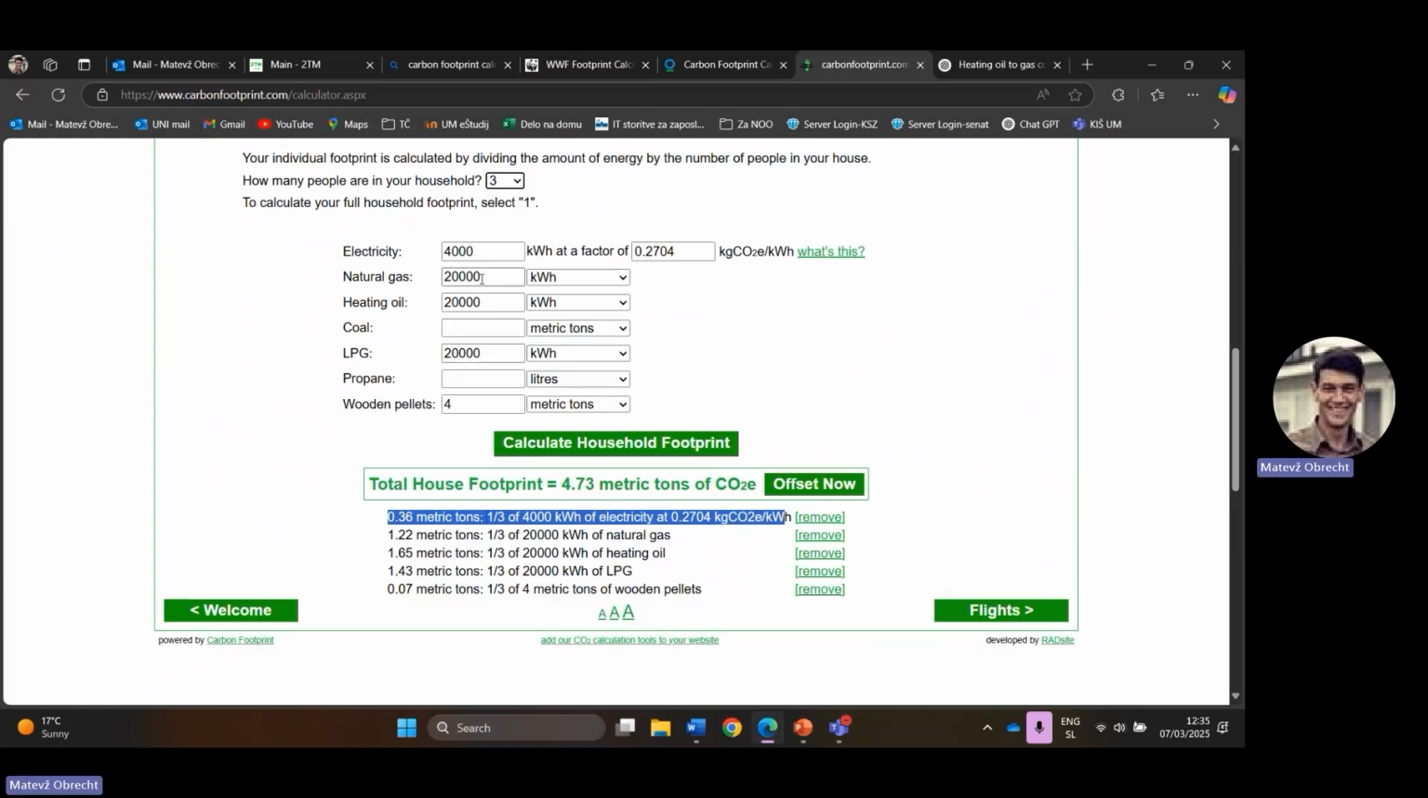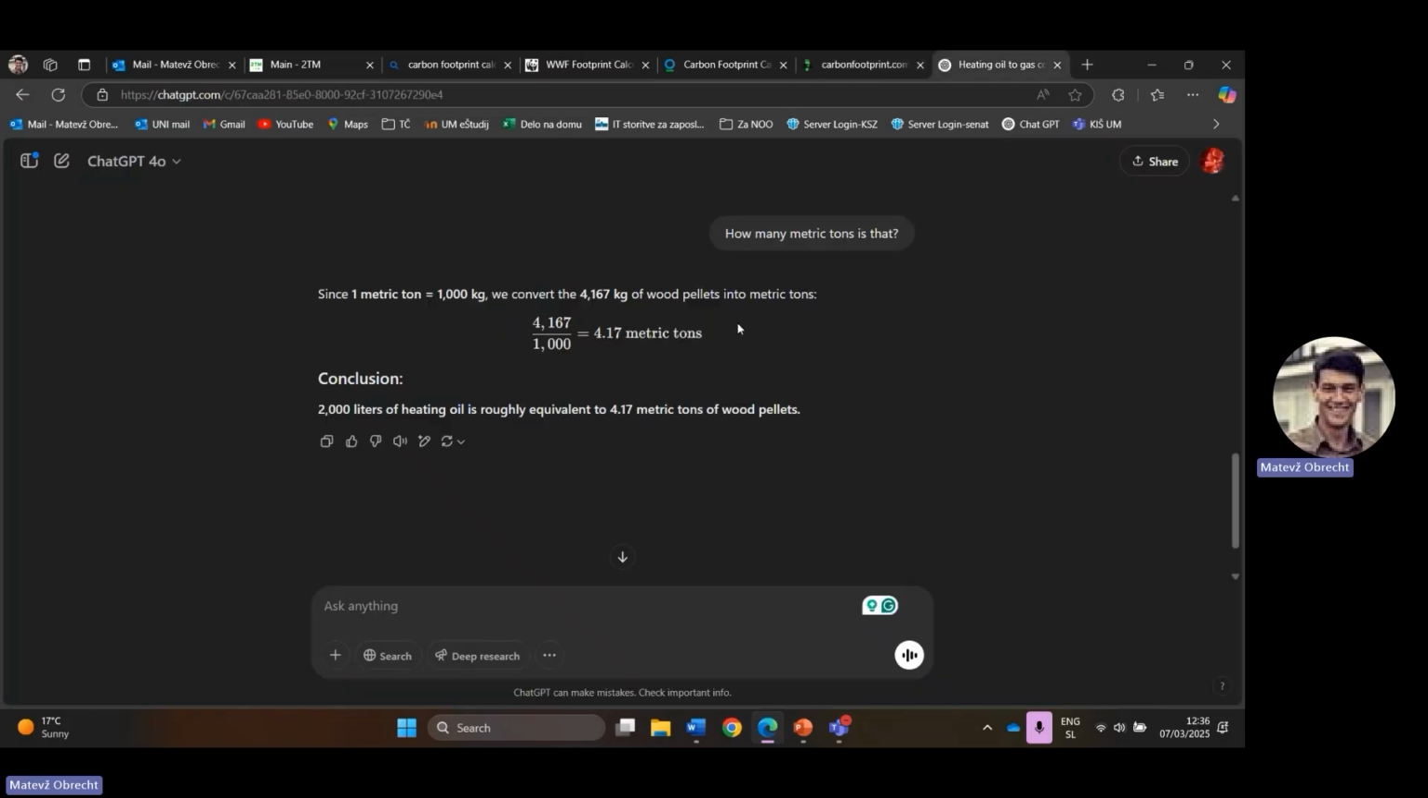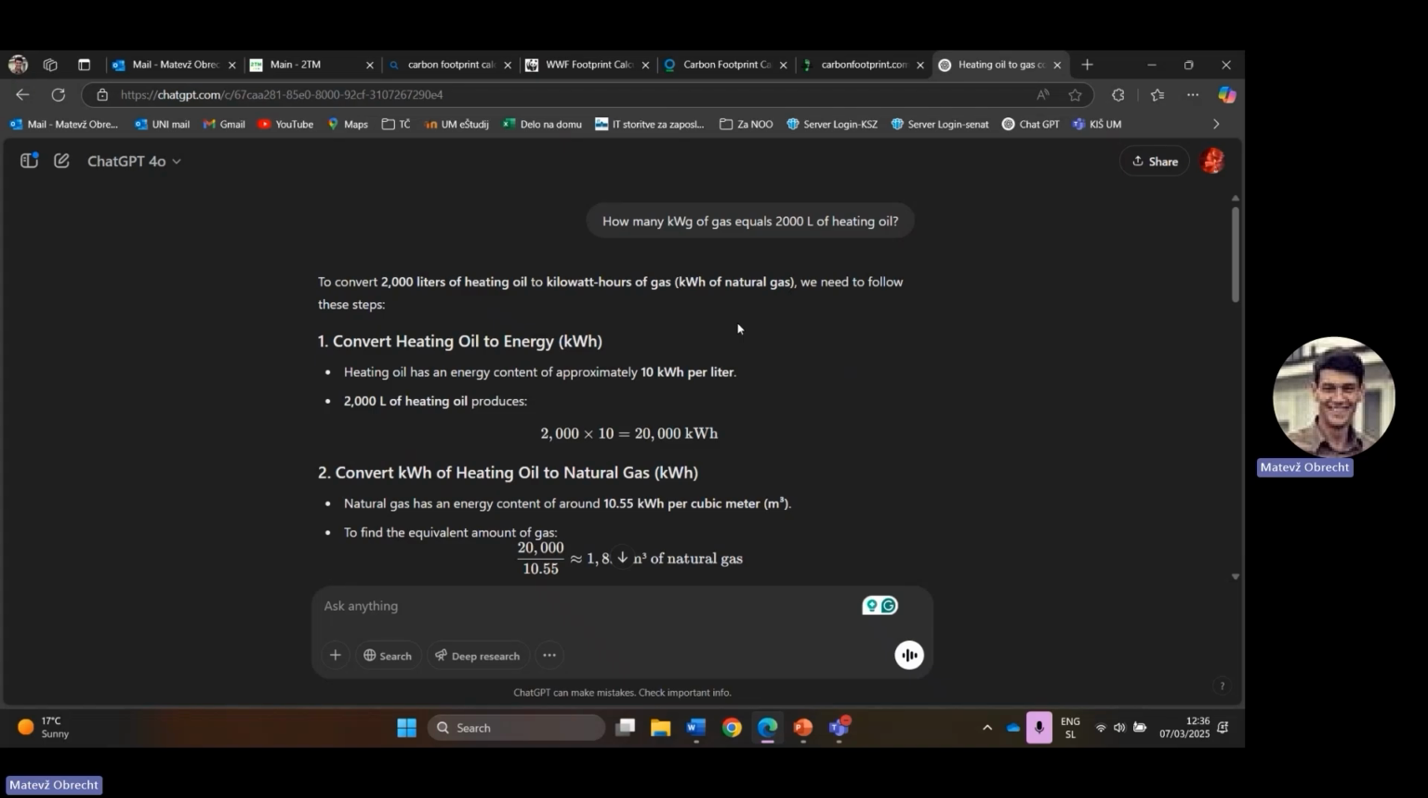Then we have different types of heating. At the beginning of the presentation, I gave you the example of 2,000 liters of heating oil. So 2,000 liters of heating oil is 20,000 kilowatt hours. How do you do it? You can just use AI for the calculation. You can see how many kilowatt hours of gas equal 2,000 liters of heating oil: 2,000 liters times 10 kilowatt hours per liter.